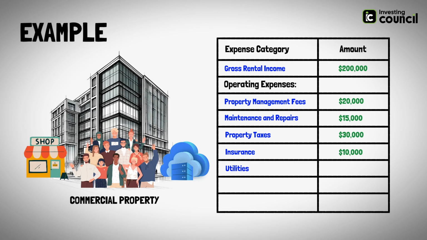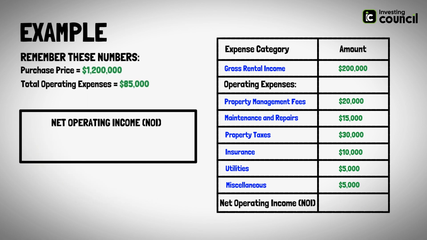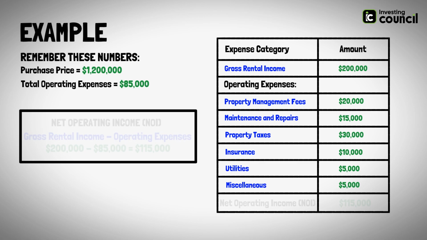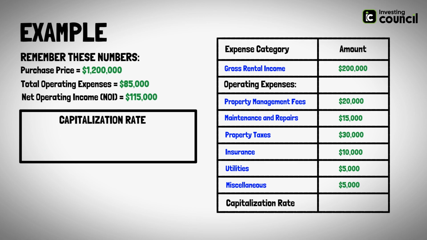Utilities, which include lighting and water for common areas, come to $5,000, while an additional $5,000 is set aside for miscellaneous expenses like unexpected repairs or minor renovations to enhance tenant spaces. Adding up all these costs, the total annual operating expenses amount to $85,000. To find the net operating income, NOI, we subtract these operating expenses from the gross rental income, resulting in an NOI of $115,000.